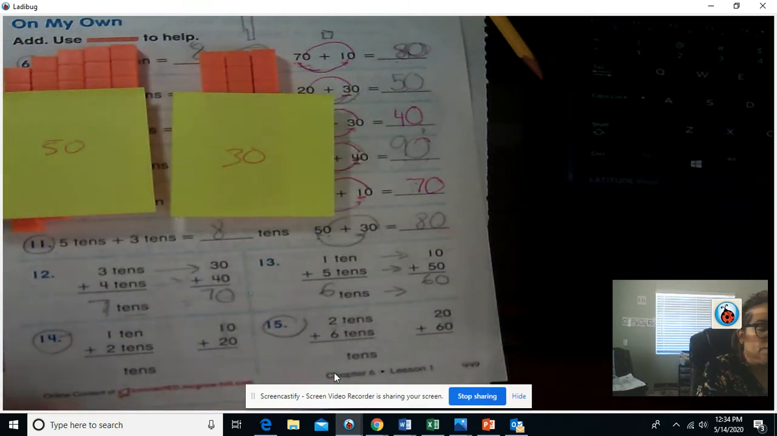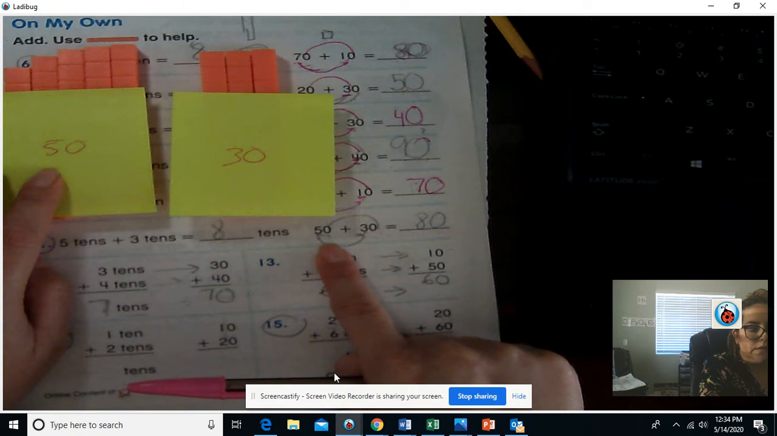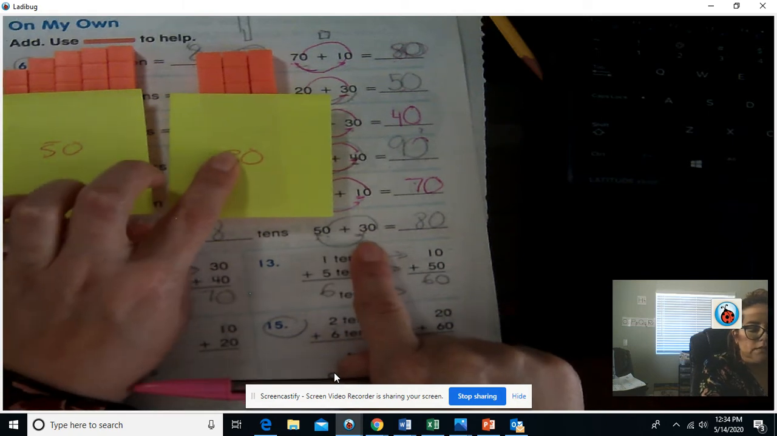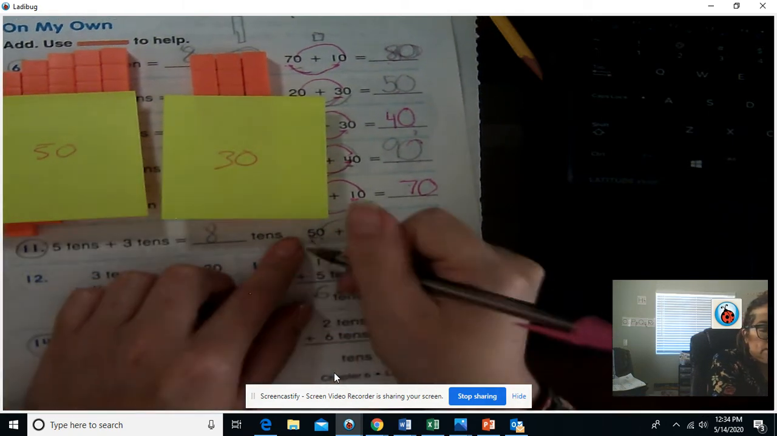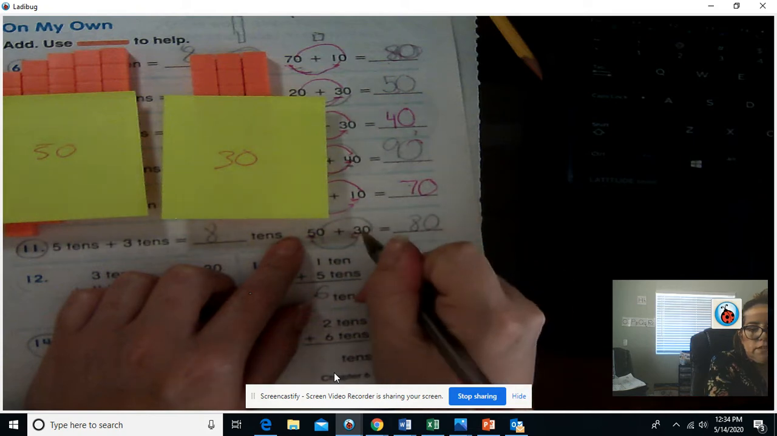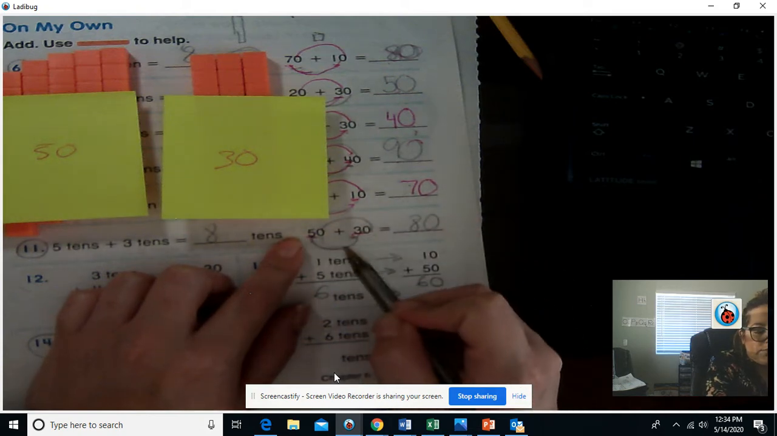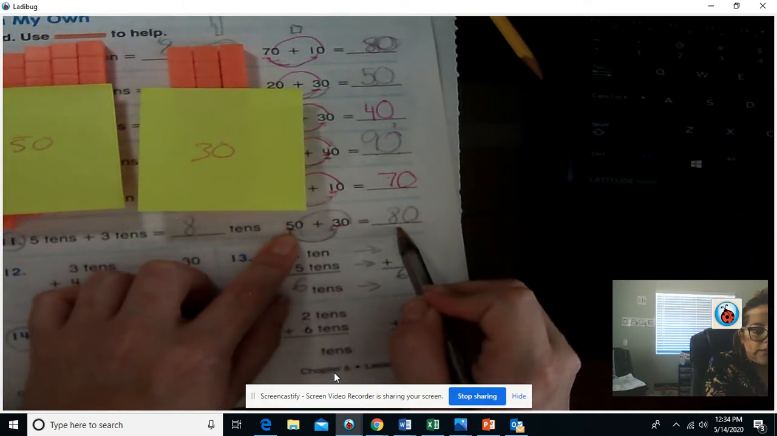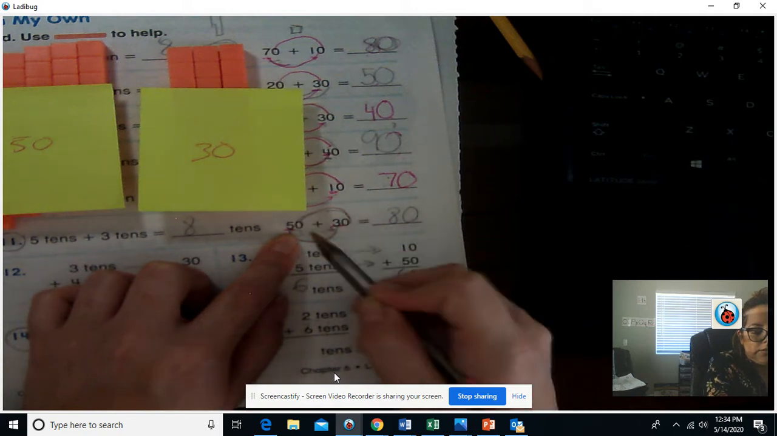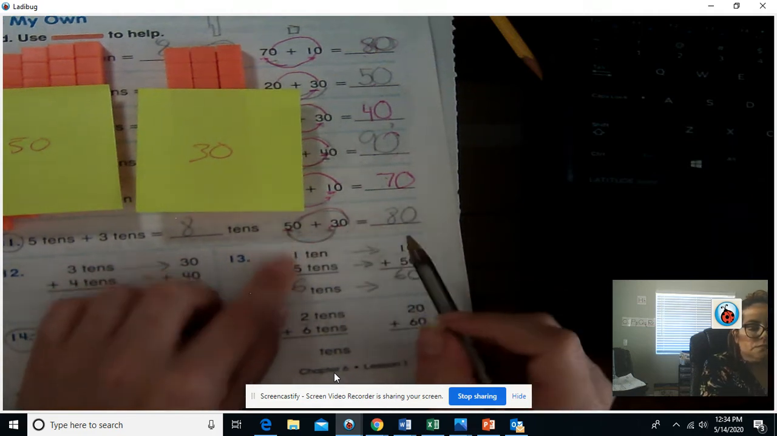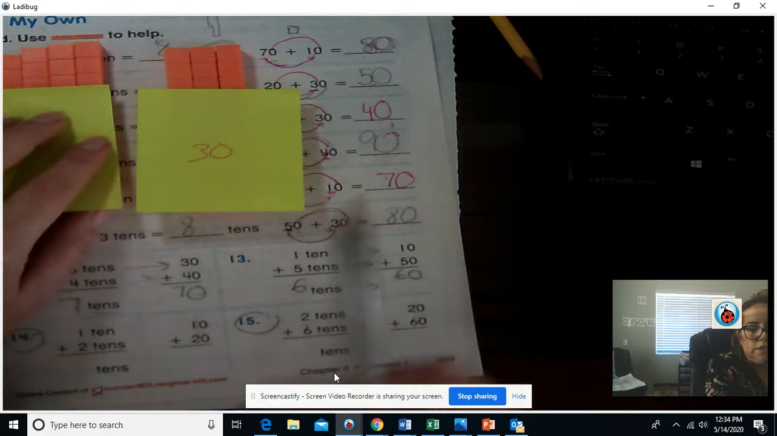So now I want to know what 50 plus 3 is. So I look at my tens place value, 5 and 3. 5 plus 3 equals 8. 0 plus 0 equals 0. Let's check that that's right.